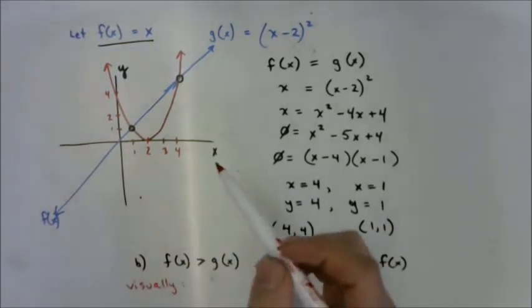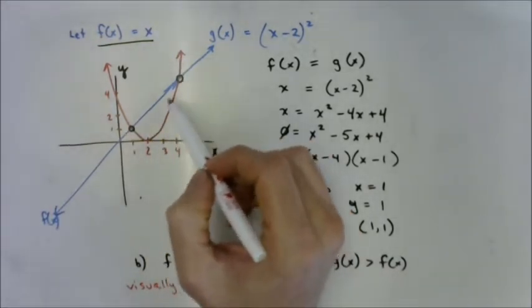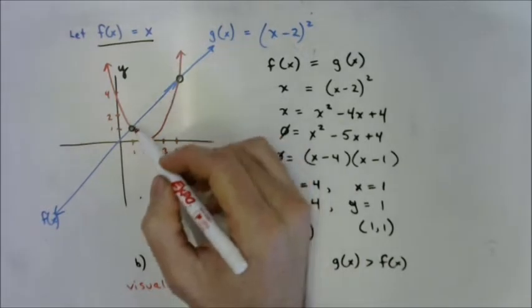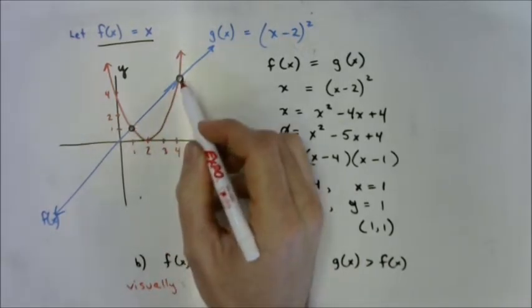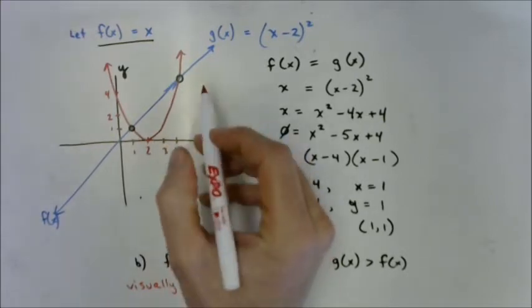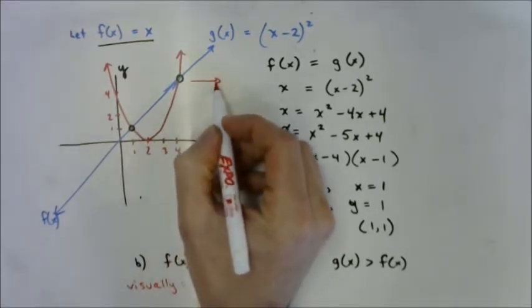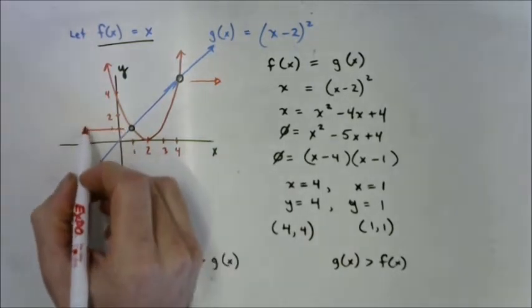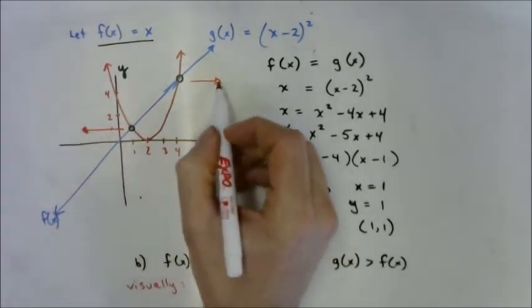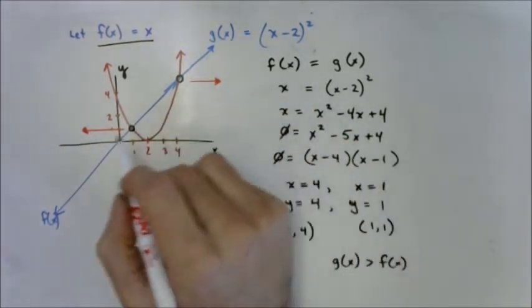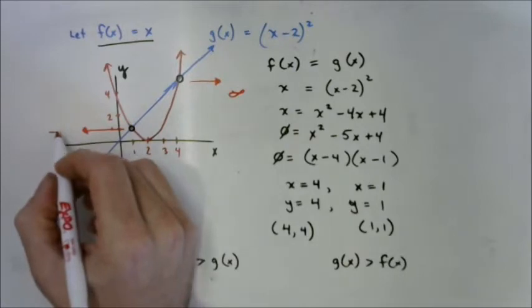we can see that f of x, which is my blue line, is greater than g of x in between our points of intersection. Right? The line has a greater value in between the points of intersection, but as we move to the right of 4, and as we move to the left of 1, then our red function, g of x, is greater for the rest of it, all the way to infinity and to negative infinity.